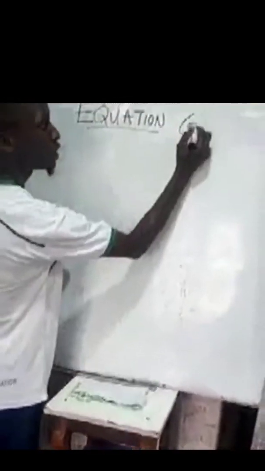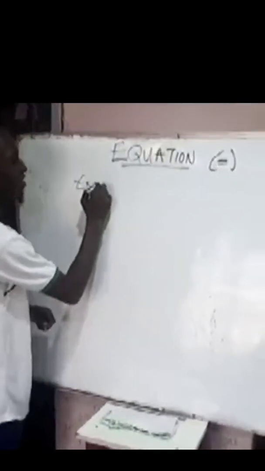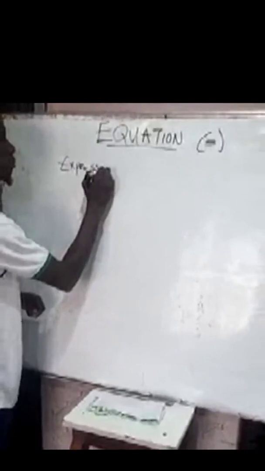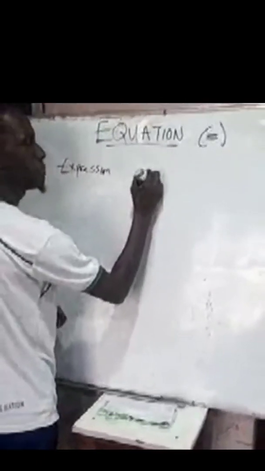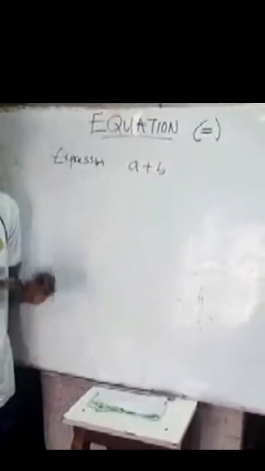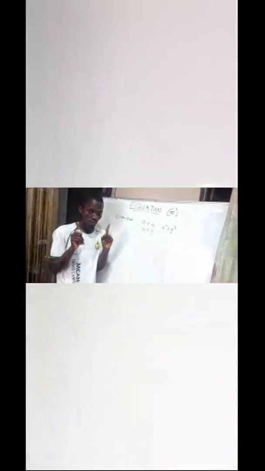While for an equation, to equate something together, that's why we write equals to here. While for expression, it is like writing a plus b. That's an expression. X plus y, expression. X squared plus y cubed, expression. Because there is no equals to there. Is it clear?